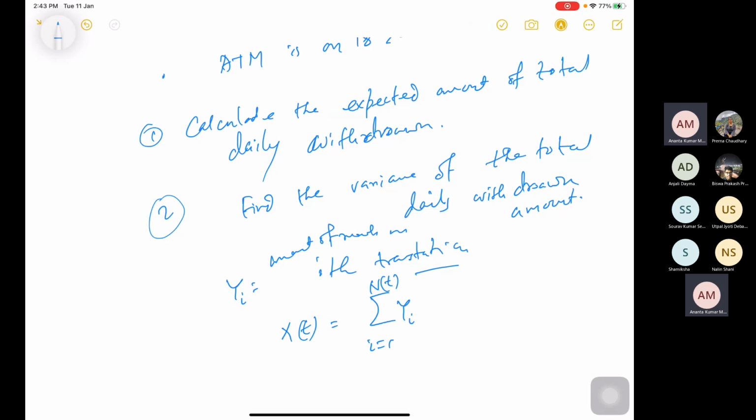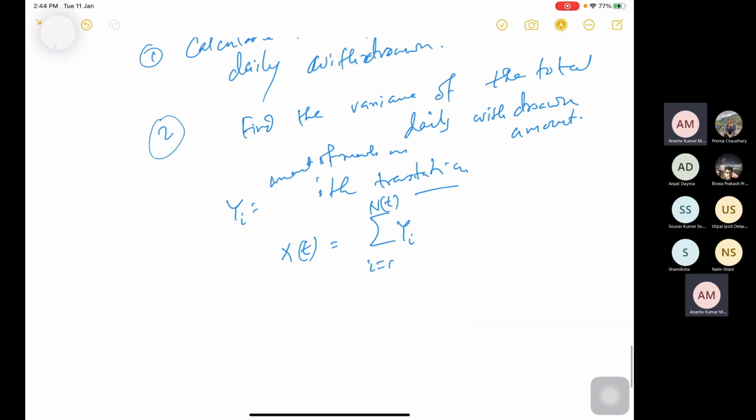Yi is the ith transaction amount, and the customers are coming to the ATM in accordance with a Poisson process with parameter lambda equal to 15 per hour. So N(t) is a Poisson process and X(t) denotes the total amount of money withdrawn from the ATM up to time t. The question is about the daily withdrawn, and my ATM works 18 hours. So I want to find X(18), the total daily withdrawn amount, which is a random variable. I want to find the expectation of X(18).